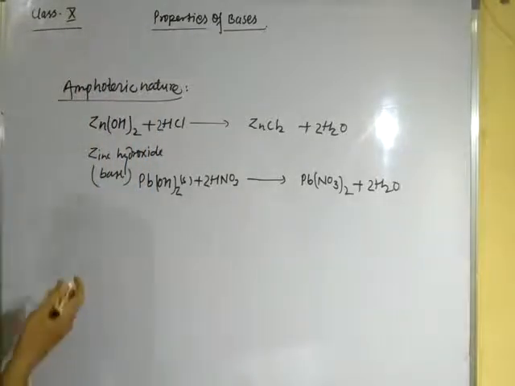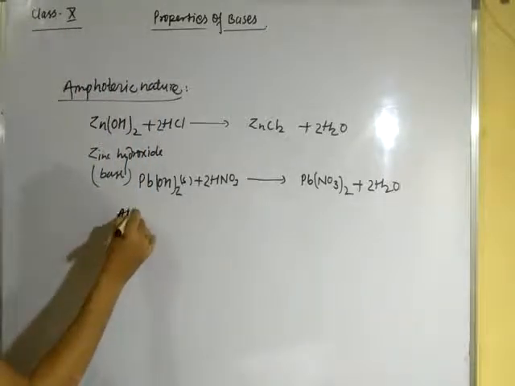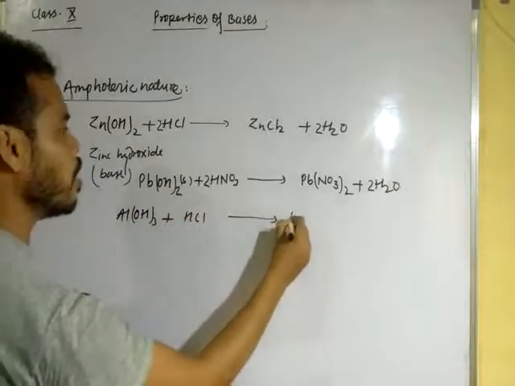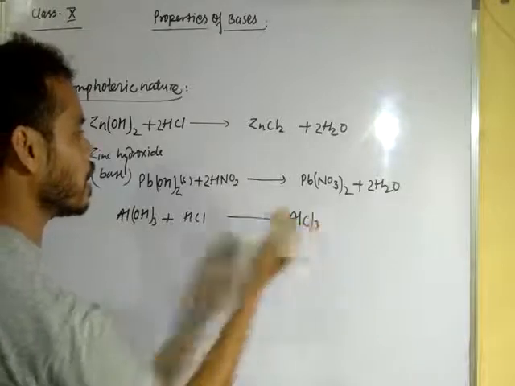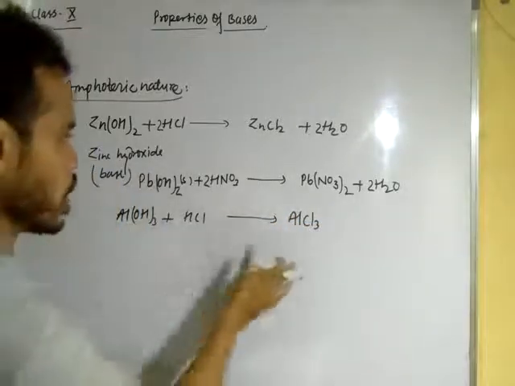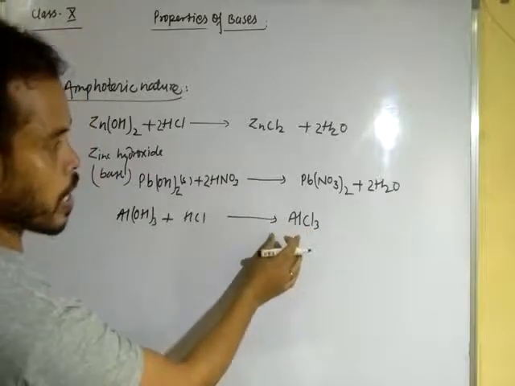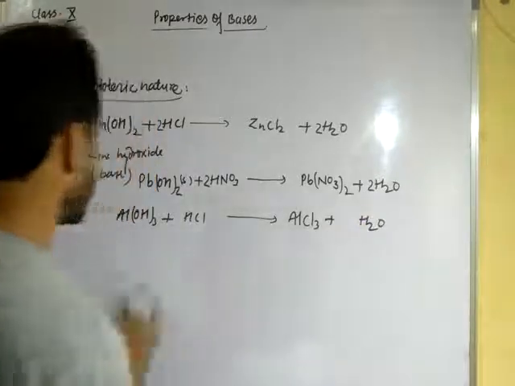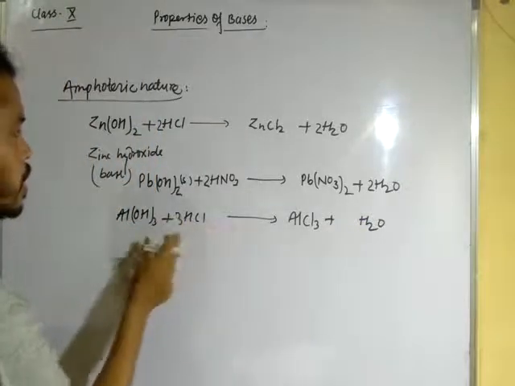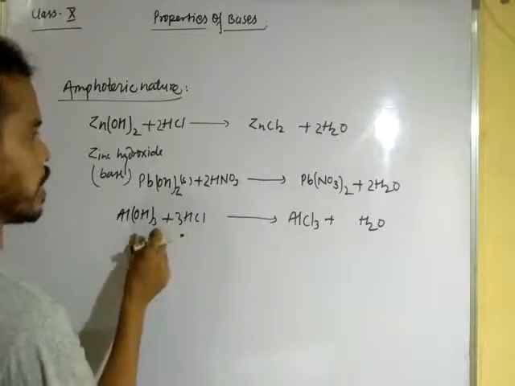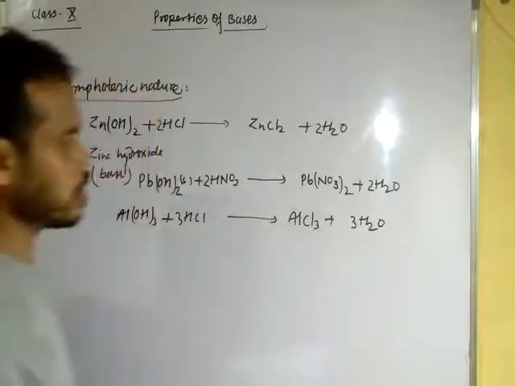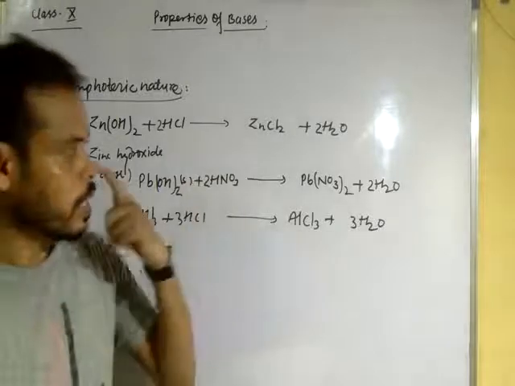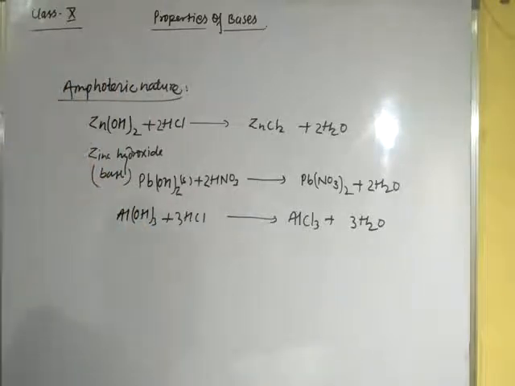Next one is aluminum hydroxide. When treated with HCl it forms aluminum chloride, AlCl3, and H2O as a byproduct. To balance this reaction, multiply HCl with 3, and the 3 hydrogen, 6 hydrogen is also multiplied with 3. Okay, dear student, this reaction is balanced.